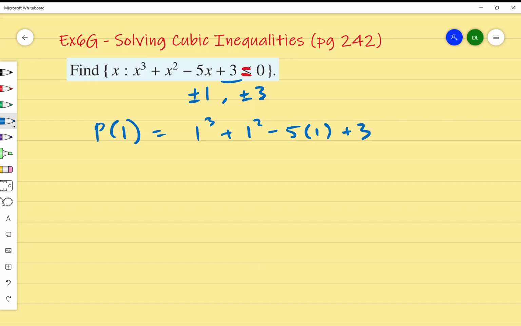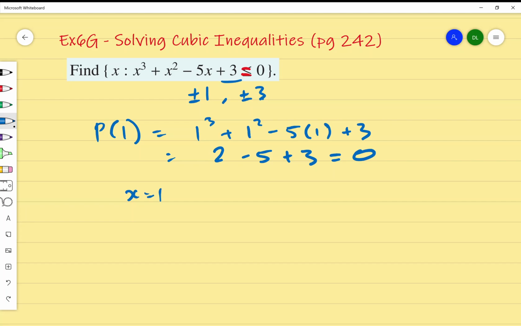Are we okay with that? I haven't gone too quickly, have I? No? Okay. From there, I just simplify that. I get 1 cubed plus 1 squared is just 2, minus 5 plus 3, which I know off the bat gives me 0. Perfect. What a coincidence. So if P of 1 gives me 0, therefore x minus 1 is a factor. So I said that x equals 1, didn't I?